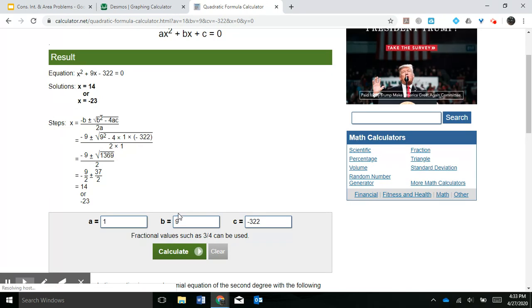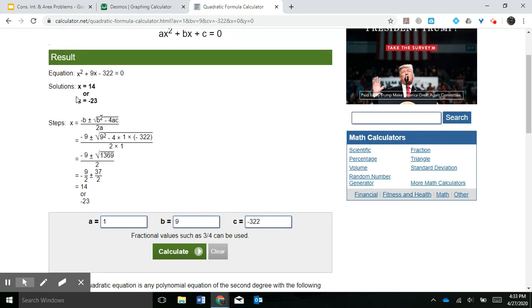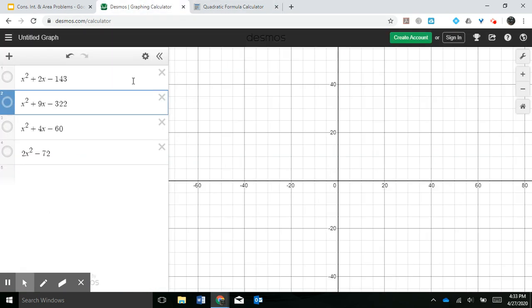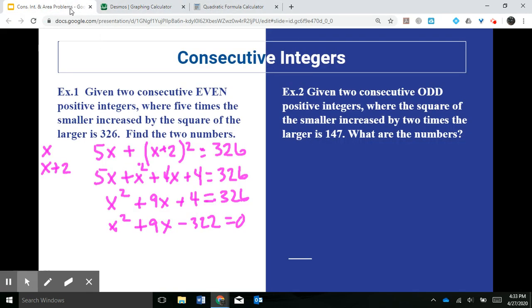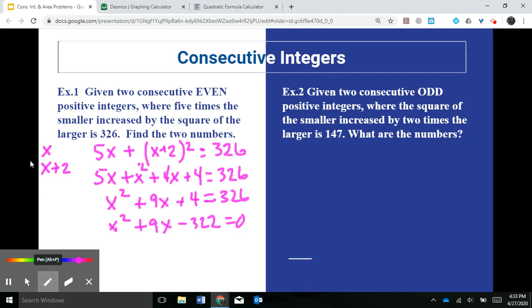Calculate it. All right, and there's the solutions. The same one Desmos showed me, 14 and negative 23. So the same one that Desmos showed me is the same answer that the quadratic formula calculator will give me. So I want to go back to here, and we're going to say x equals, the first number is 14, and since 14 plus 2 would be 16, those are my two numbers.